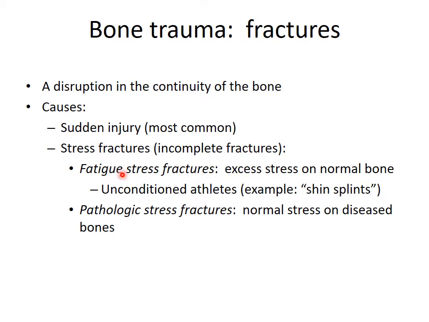So we can have a fatigue stress fracture, which is when you have too much stress on what would be normally considered healthy bone. Sometimes this happens in unconditioned athletes. For example, if you've ever had shin splints, the really painful pain in your shins after running too much when you're not really used to it, that's a fatigue stress fracture. There are also pathologic stress fractures. This is when you exert what would be normal stress on a diseased bone, and that causes the bone to break. So we might see this in conditions where bone is weak, and then just a normal incident would cause a broken bone.